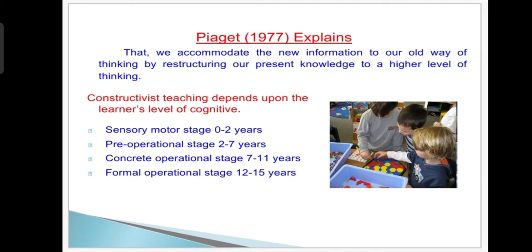Then the last one is the formal operational stage, or age 12 to 15 years old. The formal operational period is the fourth and final of the periods of cognitive development in Piaget's theory. This stage, which follows the concrete operational stage, commences at around 11 years of age or puberty and continues into adulthood.